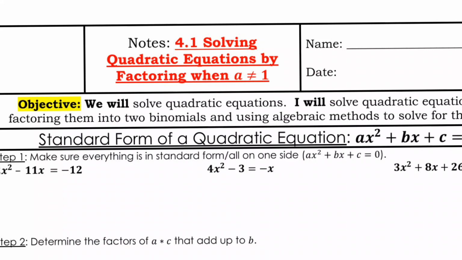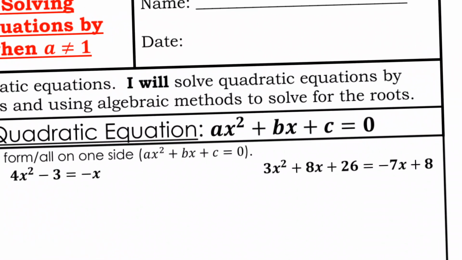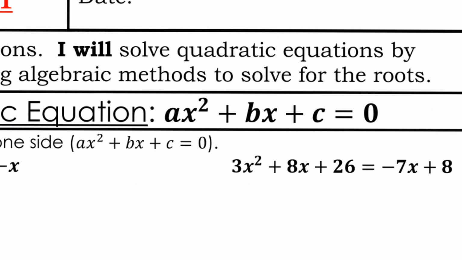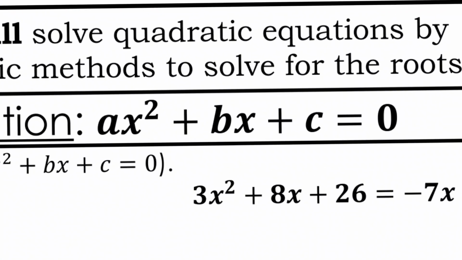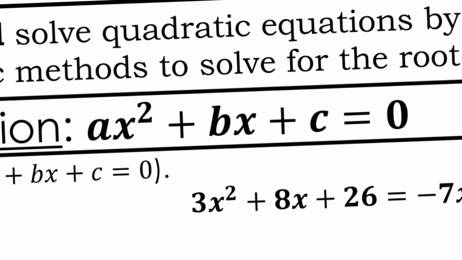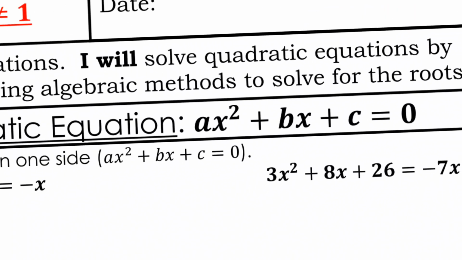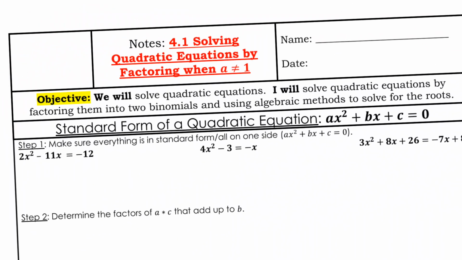Today we're going to solve quadratic equations by factoring when the a value is not equal to 1. I'm going to do three problems. We're going to get each equation into standard form, which means it'll look like ax squared plus bx plus c, and it needs to equal 0. In all three of my examples here, none of them equal 0 right away.